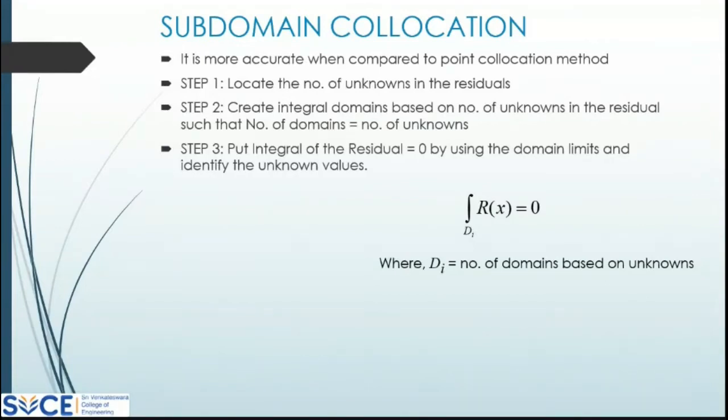This D_i indicates the number of domains, right? For example, if I have only one unknown, A1, then my limit is from 0 to 1. That's it, integral from 0 to 1 of R of x is equal to 0. If I have two unknowns, A1 and A2, right, and my overall boundary is from 0 to 1, I'm going to split this domain into 2, which means 0 to 1 by 2, and then another domain from 1 by 2 to 1. We split it accordingly, and then we equate it to 0.